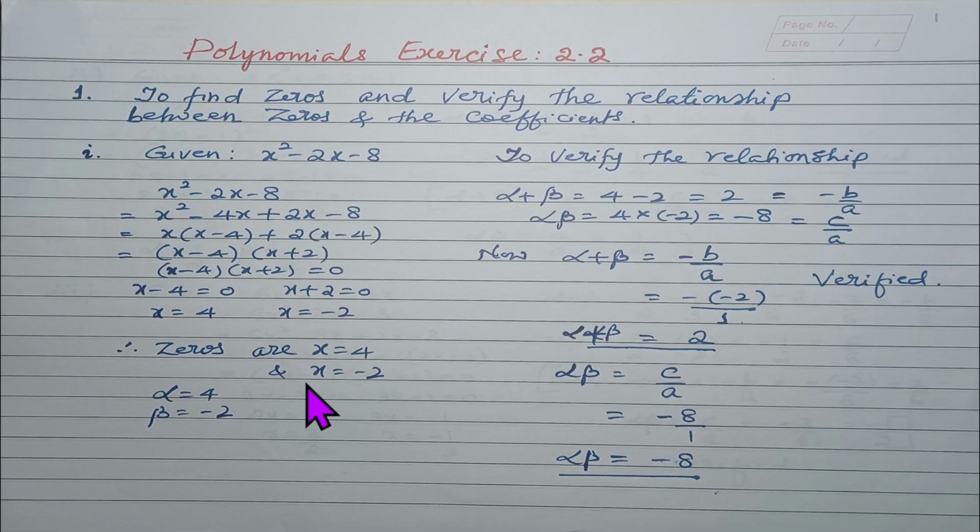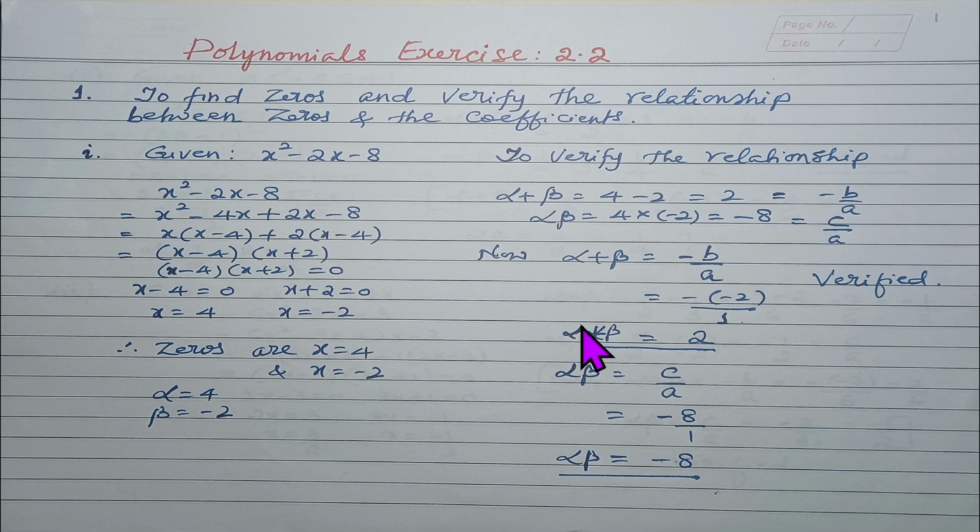So the zeros are x is equal to 4 and x is equal to minus 2, or alpha is equal to 4 and beta is equal to minus 2, because you know that a quadratic polynomial has a maximum of 2 zeros, and if the zeros are alpha and beta, here we have alpha is equal to 4 and beta is equal to minus 2. Now we have to verify this relationship with the coefficients given. To verify the relationship, alpha plus beta is equal to 4 minus 2, that is 2, and alpha into beta is equal to 4 into minus 2, that is minus 8.